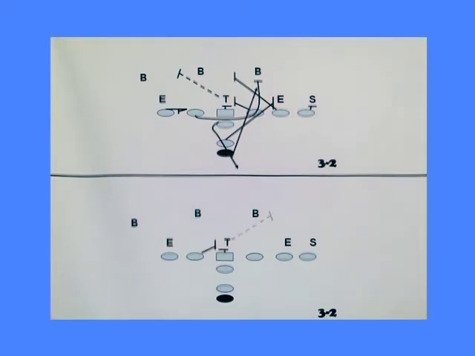Once again, just like the 3-3 stack, it's basically the same play over on the other side. You just don't have a tight end there to block the Sam linebacker, but it's going to be blocked exactly the same way.